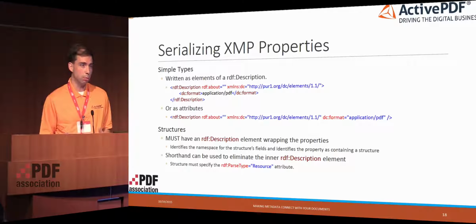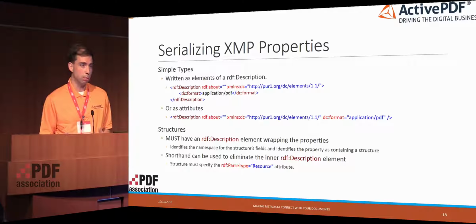Structures, when you document those, you are going to have either an RDF description element wrapped around them to identify it as a complex structure, or you're going to use RDF parse type equals resource to flag it as a shorthand version that says this is a structure, but you don't have to have that inner description. So an example of that can be seen here.